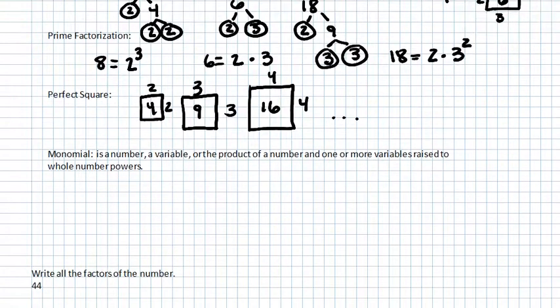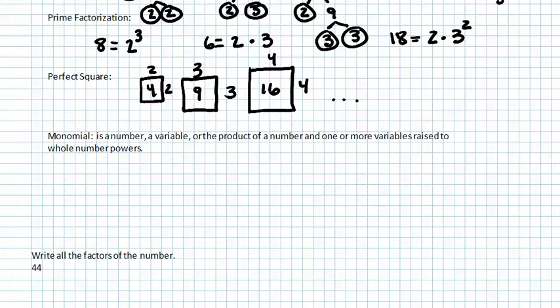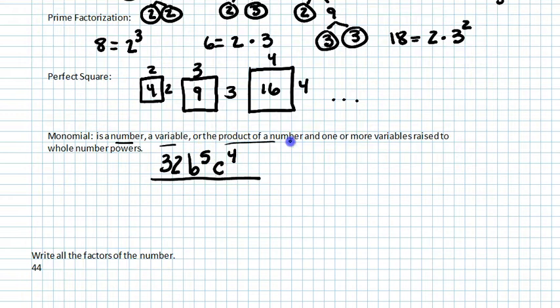Finally, let's look at what a monomial is. A monomial is a number, a variable, or the product of a number and one or more variables raised to whole number powers. So here's an example. If I take the number 32 times b to the 5th, c to the 4th, this would be considered a monomial. It has a number, a variable, the product of a number and one or more variables, and they're raised to whole number powers.